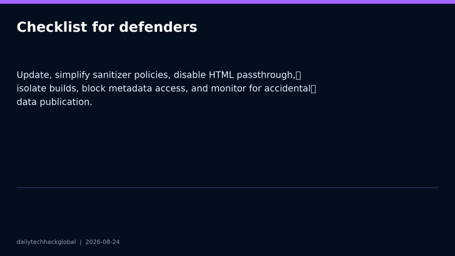Checklist: restrict GetRemote input, block metadata and internal egress from builds, update justhtml, simplify sanitizer policies, disable HTML pass-through, and scan artifacts.